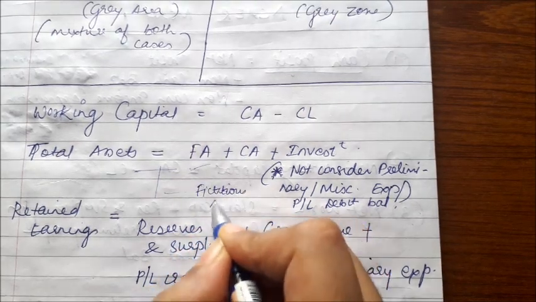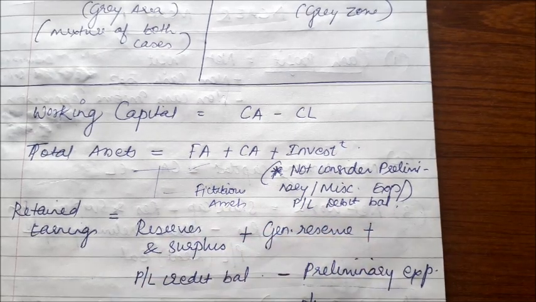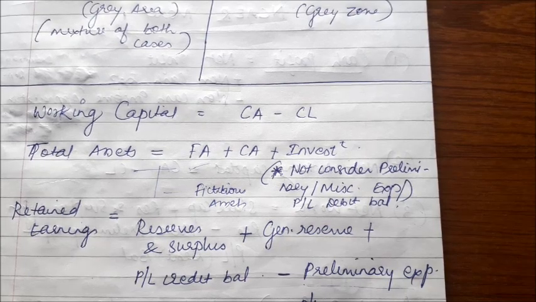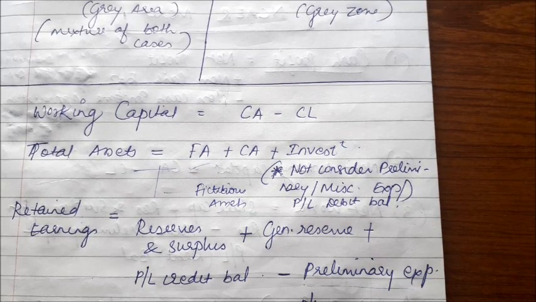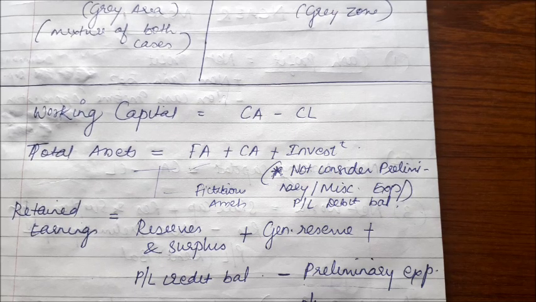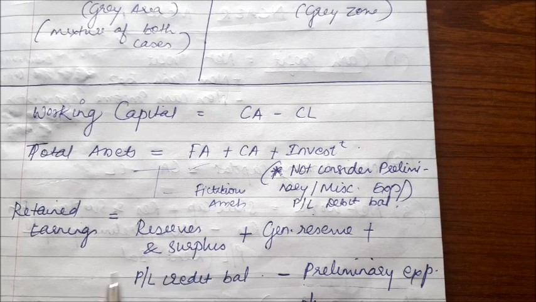What are preliminary expenses? As a CMA final student, you might be knowing, these are the expenses which happen before the incorporation of the company, like the registration charges and legal charges for starting a company. These are all the preliminary expenses which we have paid, and they are written off every year for a certain number of years, maybe 5 years or 10 years.